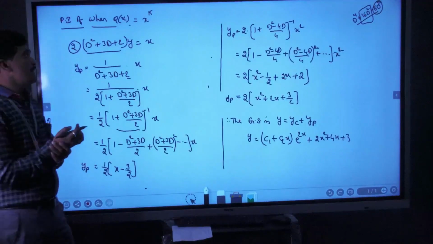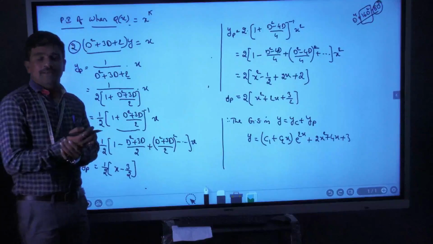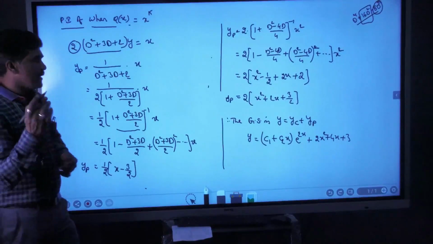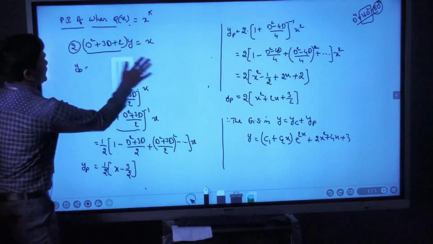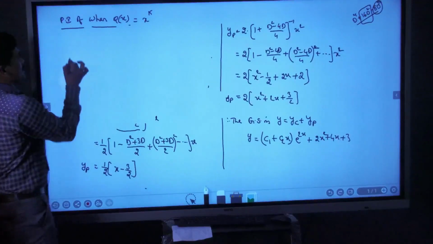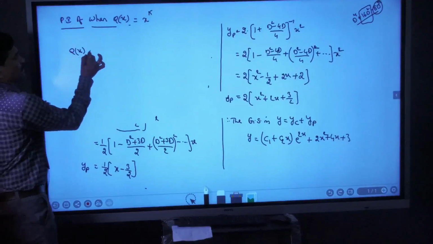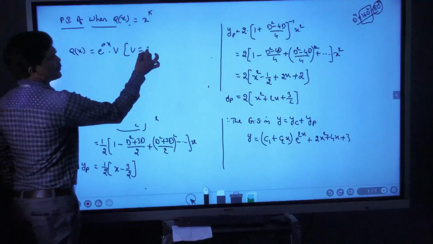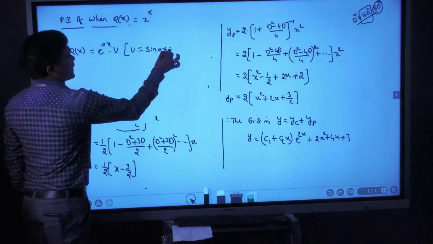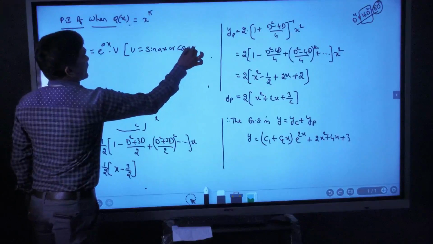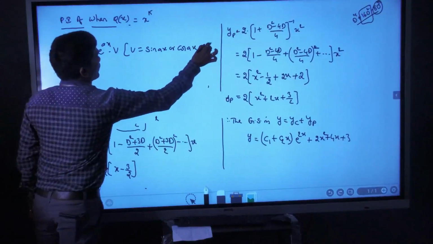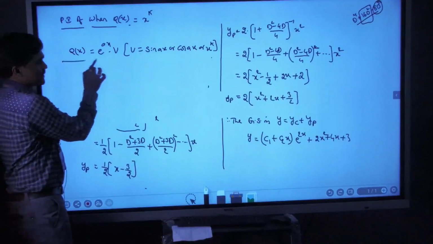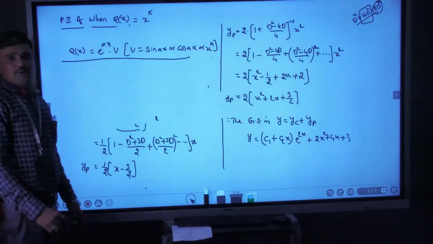In the next class we will discuss the particular integral when q is equal to e power ax into v, where v is sin ax or cos ax or x power k. So we will discuss in the next class when q is equal to e power ax into v.